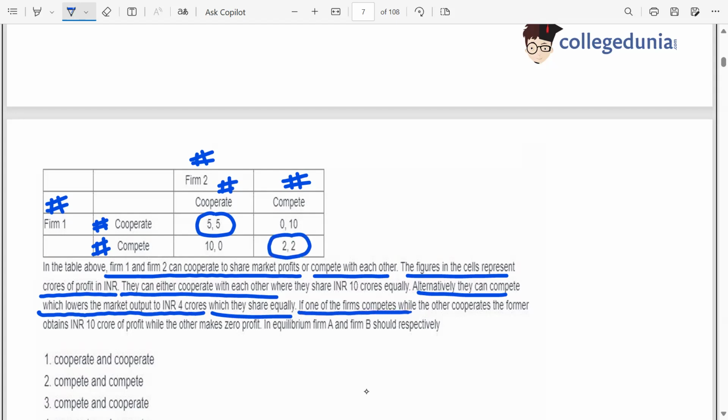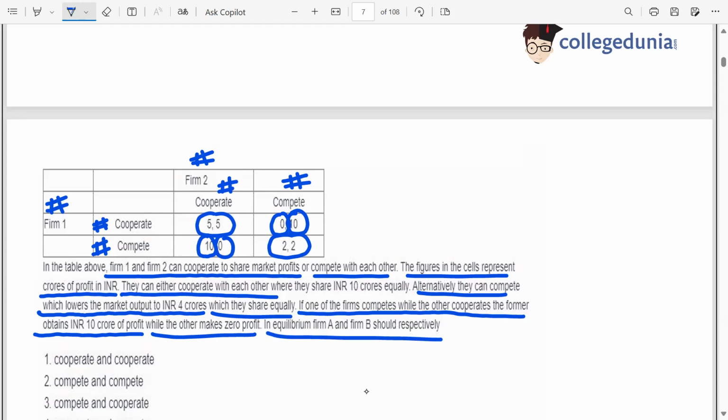If one of the firms competes while the other cooperates, the competing firm obtains the 10 crore of profit, while the one who cooperates gets 0 profit. So when firm 1 cooperates and firm 2 competes, firm 1 gets 0, but firm 2 gets 10 crores. And when firm 1 competes and firm 2 cooperates, firm 1 gets 10 crores, firm 2 gets 0. We need to again find the Nash equilibrium. So it's a simple Nash equilibrium based problem which we need to solve.